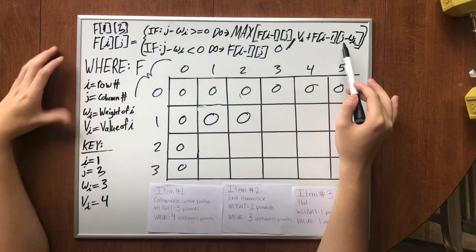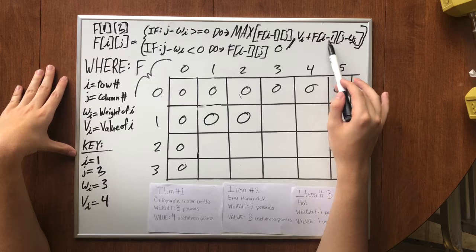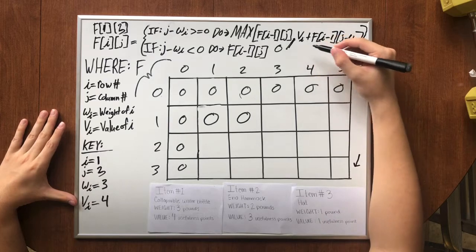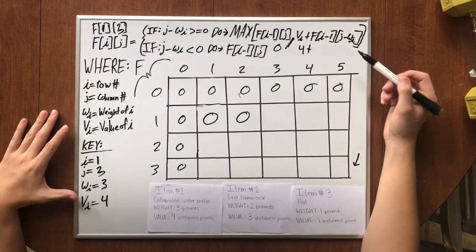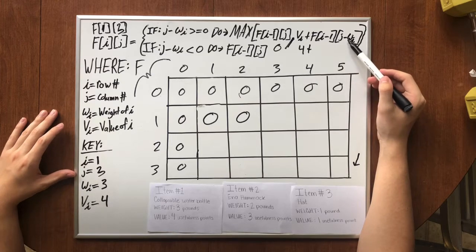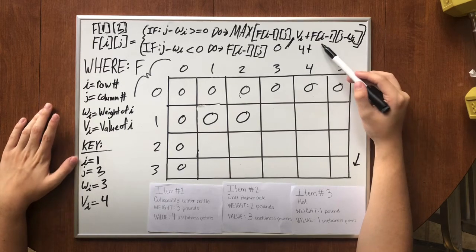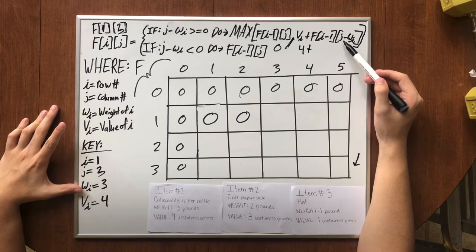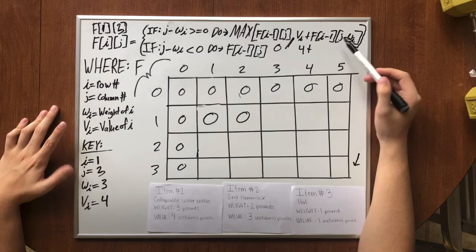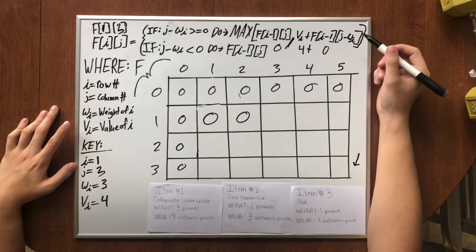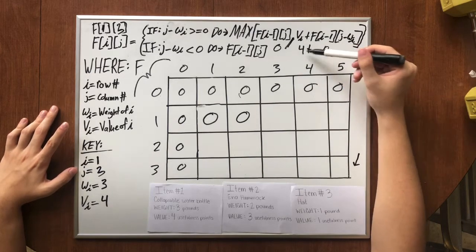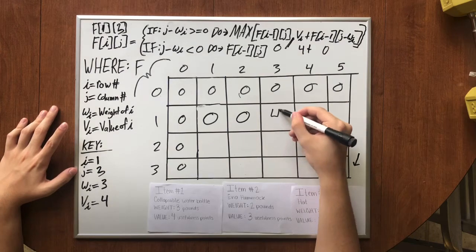This one, vi plus f of I minus 1 of J minus WI is what? Well, vi is 4, right? Vi is 4, and then we have to add to that f of I minus 1 of J minus WI. Well, I is 1 still, so 1 minus 1 is 0, J is 3, and WI is 3. So f of 0 of 0, right? Because J minus WI is 0. So f of 0 is just 0. So we have 4 plus 0 over here for this one. Well, the maximum of 0 and 4 plus 0 is 4, right? So we're going to put a 4 in this box.